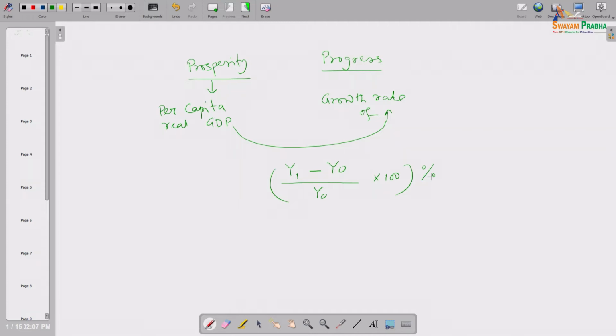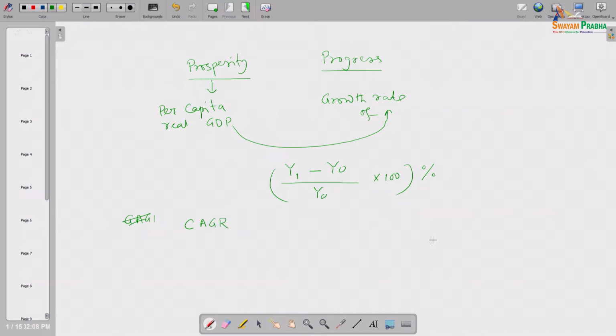So, this is called year on year growth rate. Another concept of growth rate is called compound annual growth rate, CAGR. How can you do that?